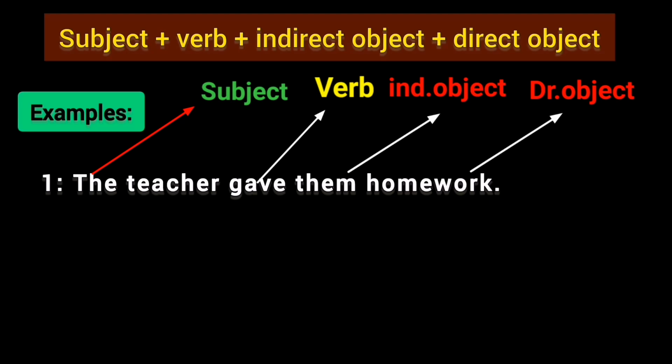And an indirect object refers to a noun or pronoun that indicates to whom or for whom the action of the verb is performed. You can see the indirect object is the pronoun, them, and it shows us that for them a homework is given.